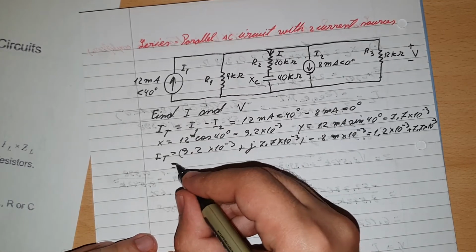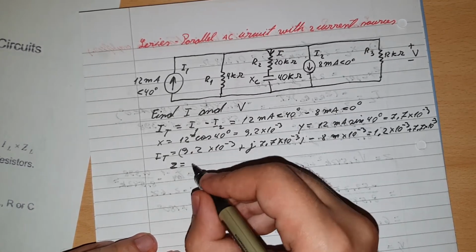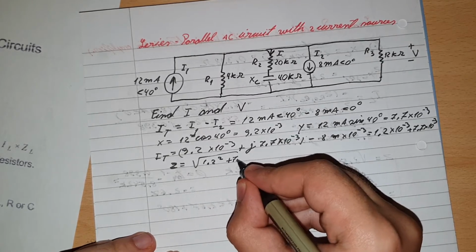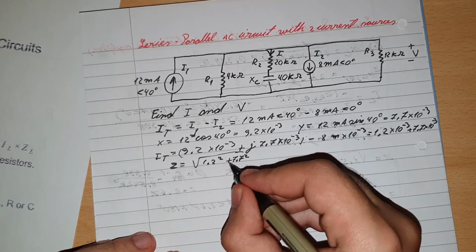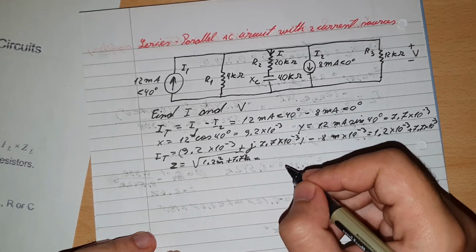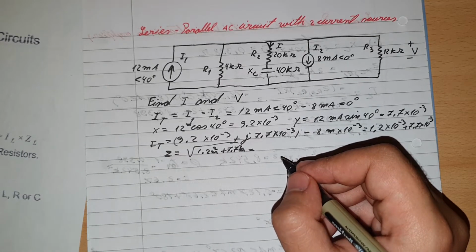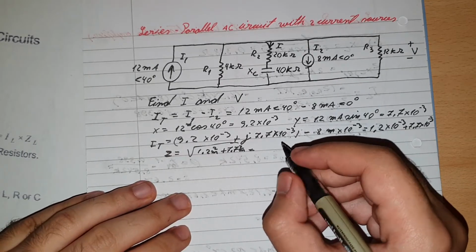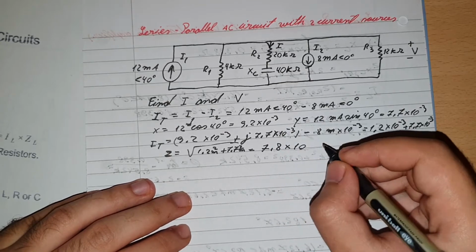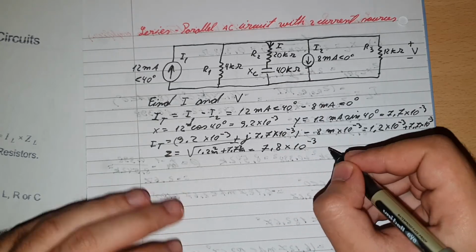Okay, so now we need to find the Z value, so the magnitude will be equal to the square root of 1.2 squared plus 7.7 squared. This is milli again, and that will be equal to, I really need to get some better pages because I really don't like them, 7.8 times 10 to the minus 3.